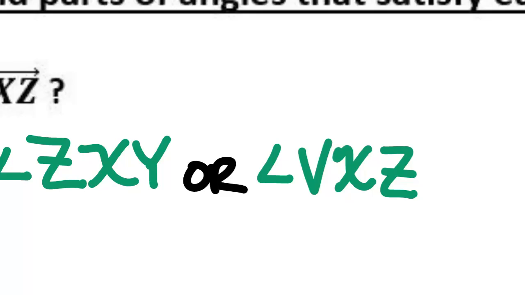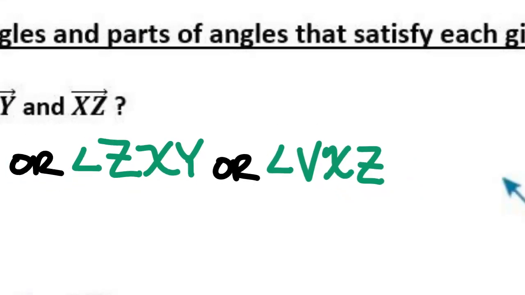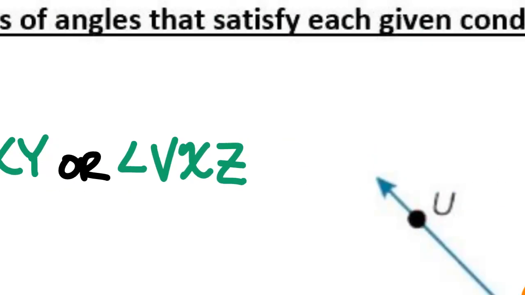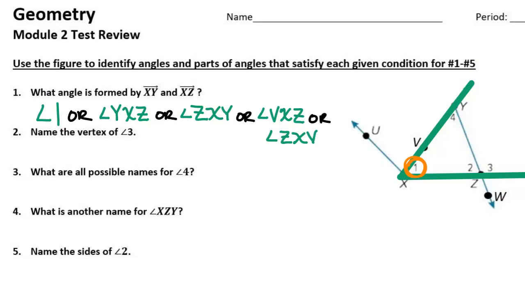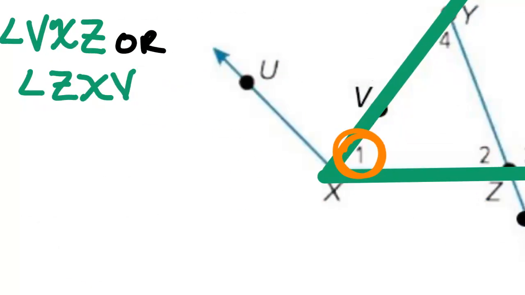The X has to be in the middle. Yes, that's a very good question. Because X is the vertex, it has to be in the middle. So wherever you make that turn, wherever the corner is on the angle, that point has to be the middle letter in the name for that angle.